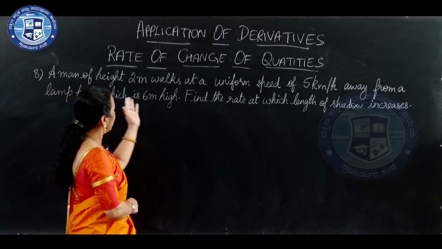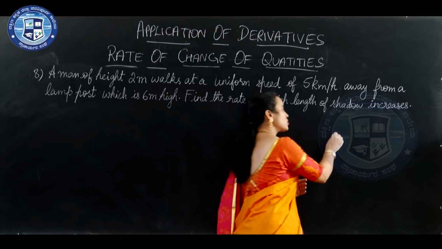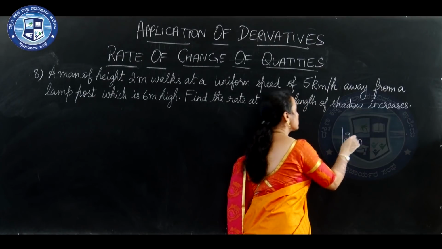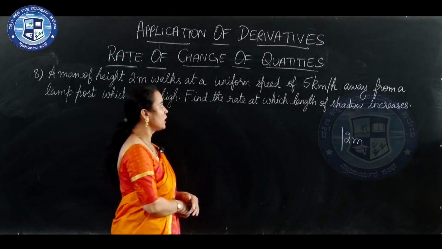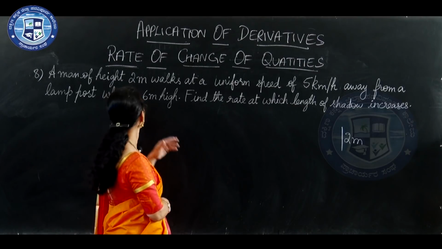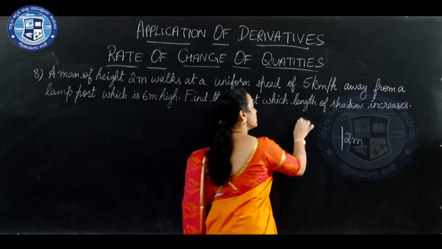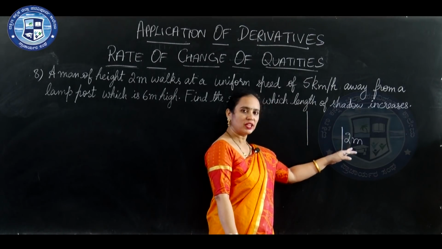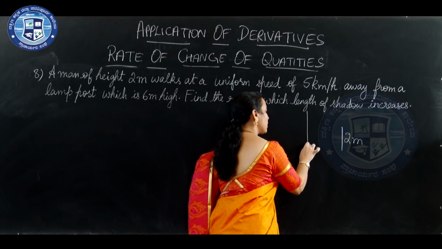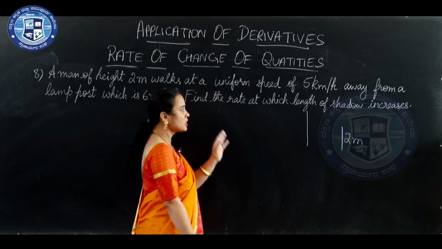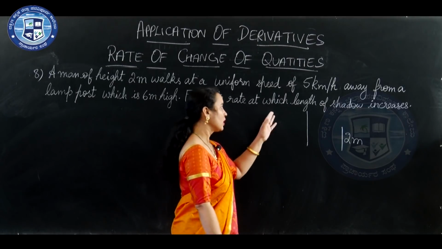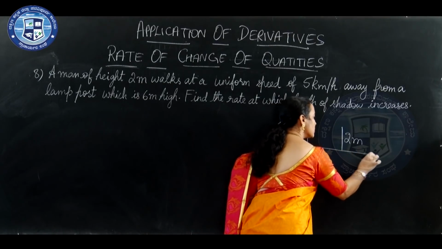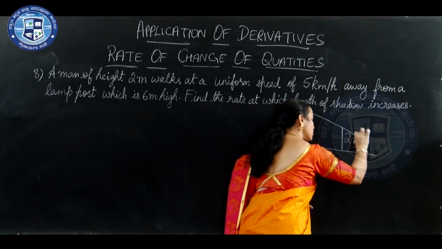So a man of height 2 meters, let's just draw this. Suppose this is a man of height 2 meters who walks at a uniform speed of 5 km per hour away from a lamppost. So he walks away from a lamppost. The lamppost is 6 meters high. That means the height of the lamppost is 6 meters. Height of the man is 2 meters. So let's join all these.